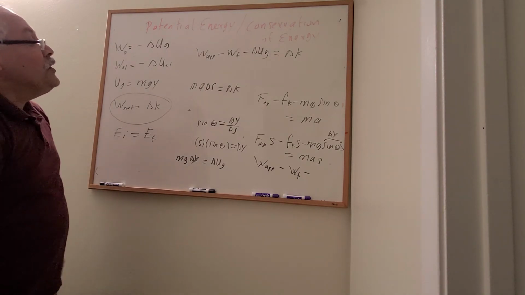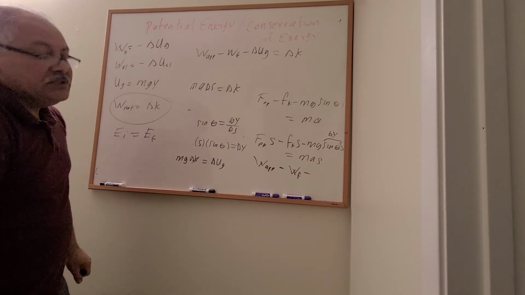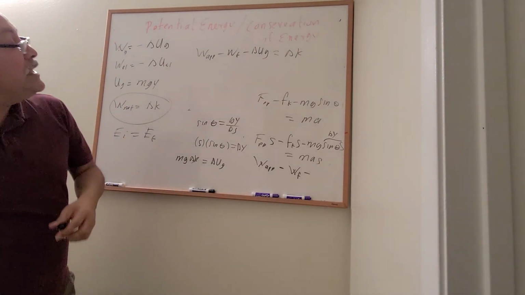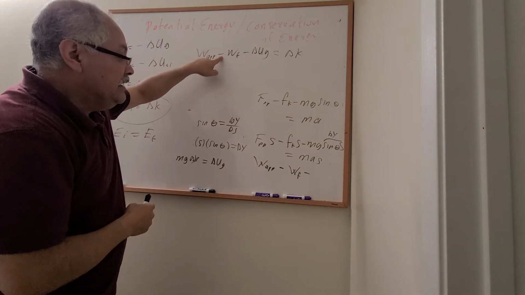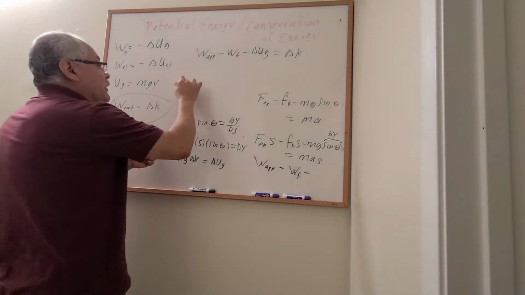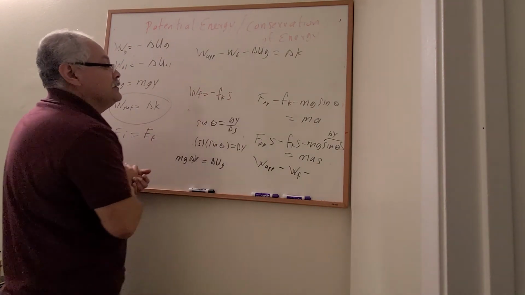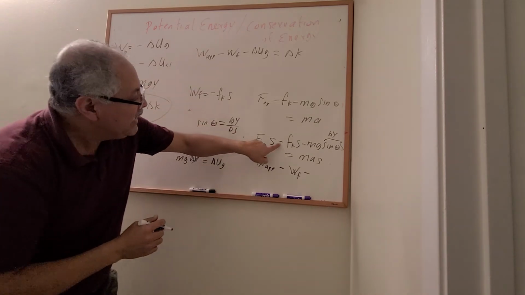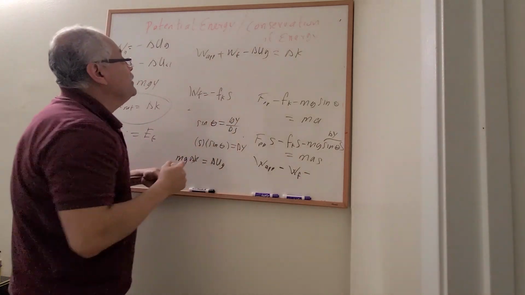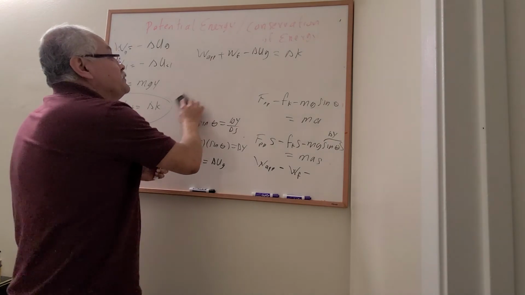Perfect. Now let's go this way. I'm looking at this sign right here. Remember, how do we define the work done by friction? One more time, the work done by friction is equal to negative F_k s. Because right here we have a negative, the whole thing is going to be the work done by friction. Okay, perfect. So this is the work done by friction.